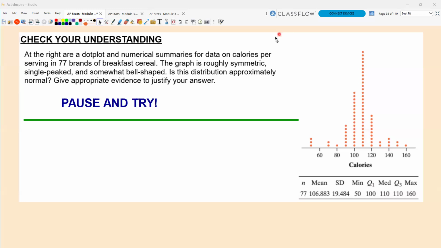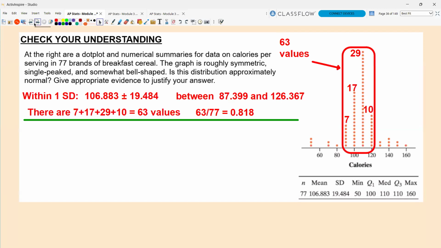All right, I'm going to go ahead and reveal the solution in 3, 2, 1. So first, within one standard deviation, you're going to get roughly 63 data points. There are 77 data points here. So 63 divided by 77 is 0.818, which is 81.8%. That's pretty high. That's a lot higher than 68%. So we already know it's not really going to follow a normal distribution here.